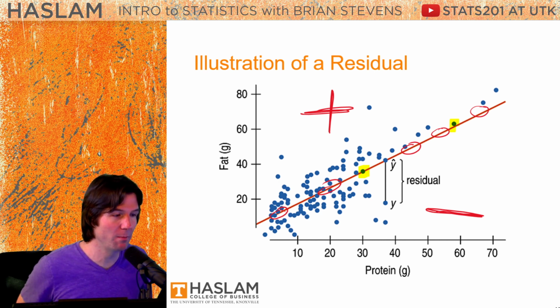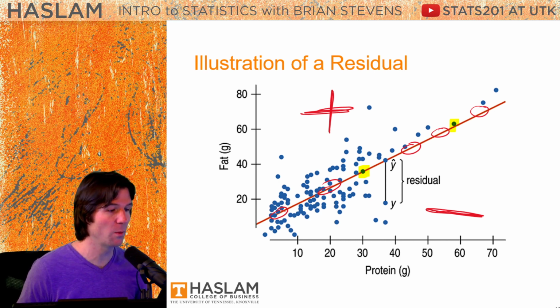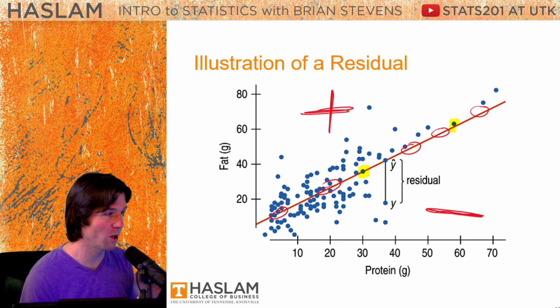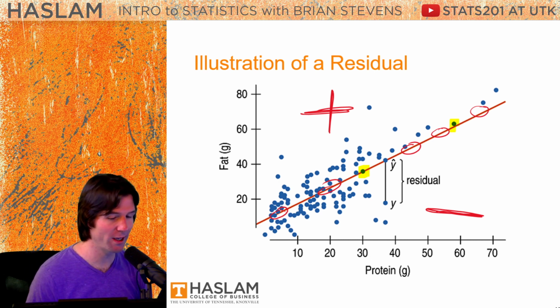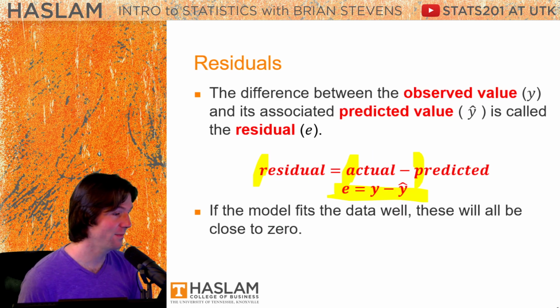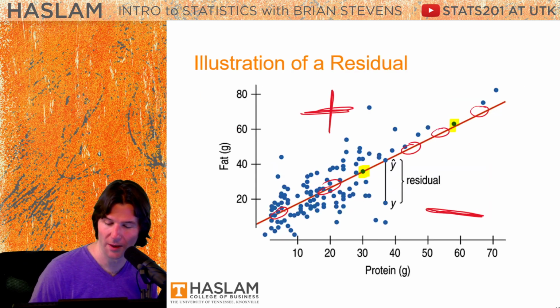Residual is measuring how much we missed with our prediction. If it's positive, we are above the line. If it's negative, we are below the line. If it's 0, we're right on the line. And look at the equation. That's what it does. It's how much we missed. It's what's left over. It's the residual.